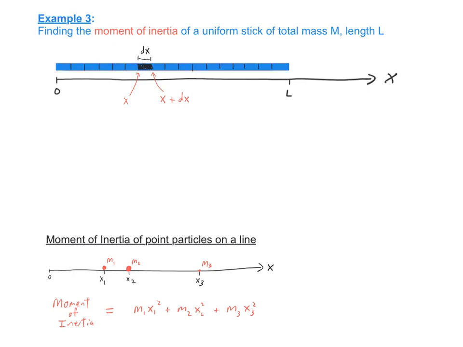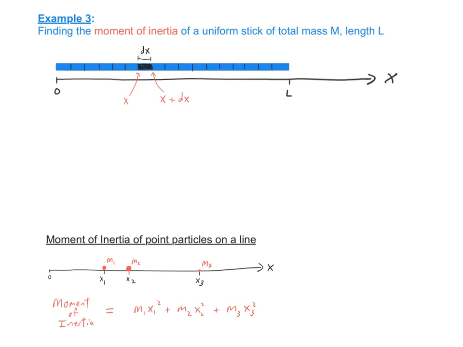Now for each one of these segments, each one of these little particles, we're going to need to know the mass of the particle and its horizontal coordinate in order to construct the moment of inertia. So for each particle, we need to know its mass and its horizontal coordinate. And then we're going to add up these quantities, the mass times the horizontal coordinate squared for each of the particles. So we're going to do that for each of these particles. Okay, now let's start with this particle right here, which is located at position x. Let's start by finding its mass.